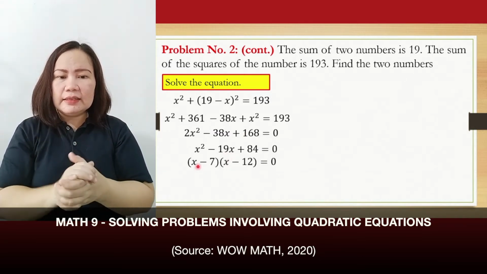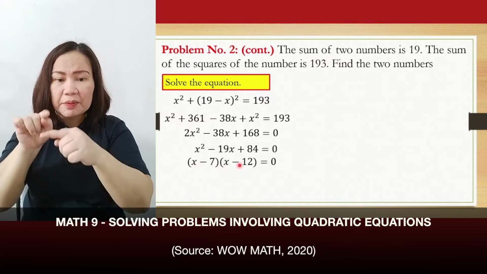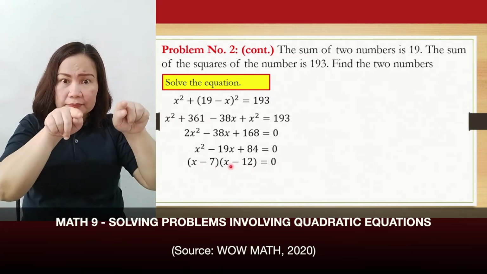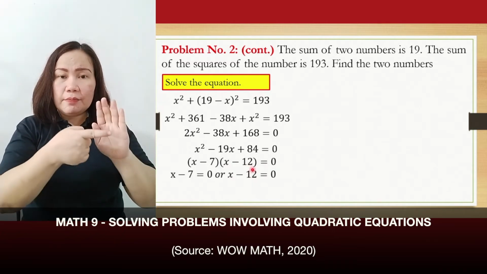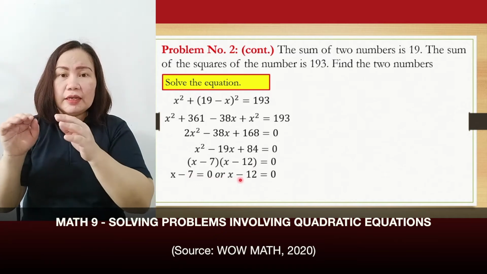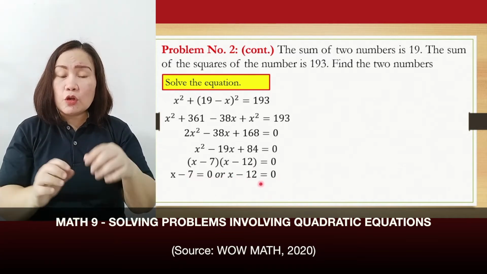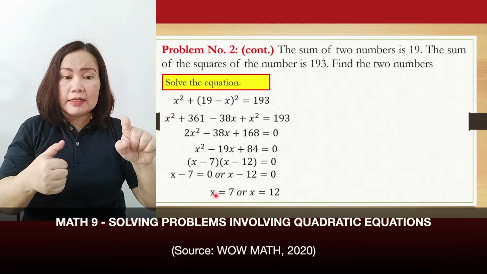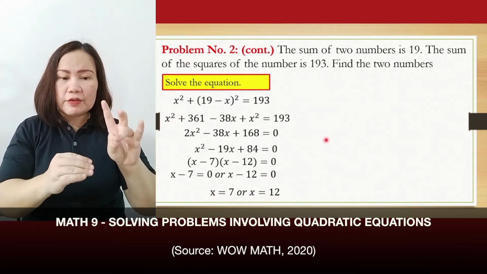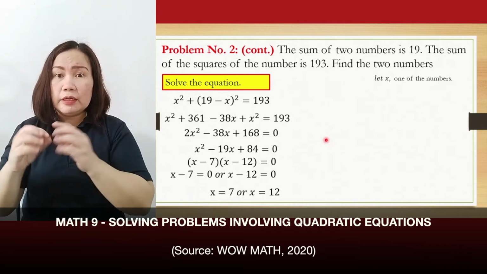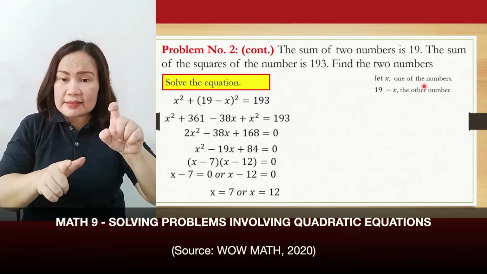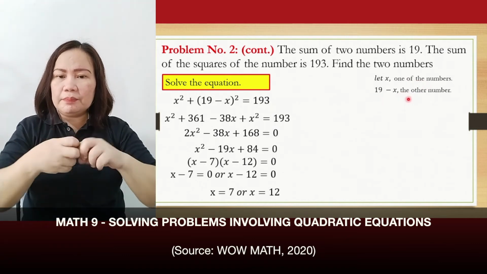So, we can have (x minus 7) times (x minus 12) is equal to 0. So, by equating these factors to 0, we will have x minus 7 is equal to 0 or x minus 12 is equal to 0. So, therefore, we will have x is equal to 7 and x is equal to 12. Now, balikan natin yung representation natin kanina. So, let x be one of the numbers and 19 minus x be the other number.